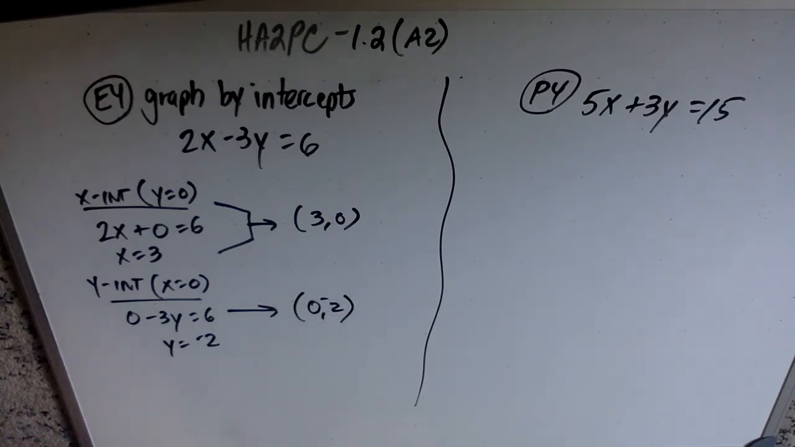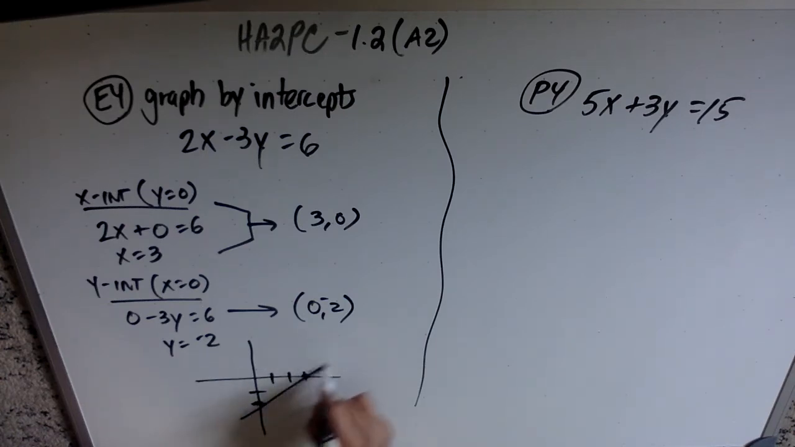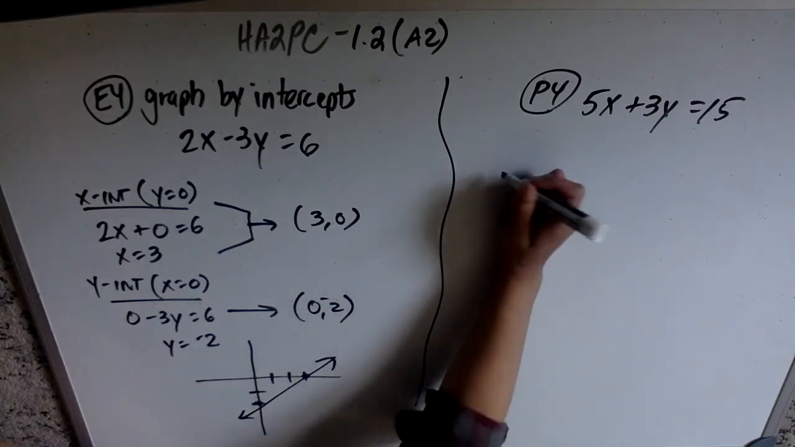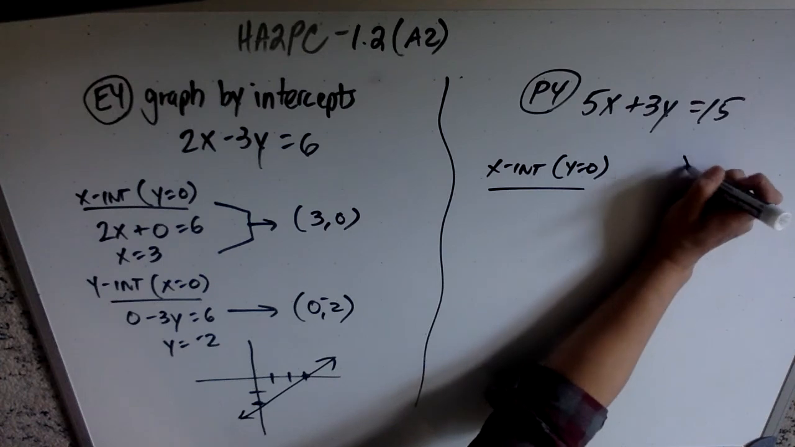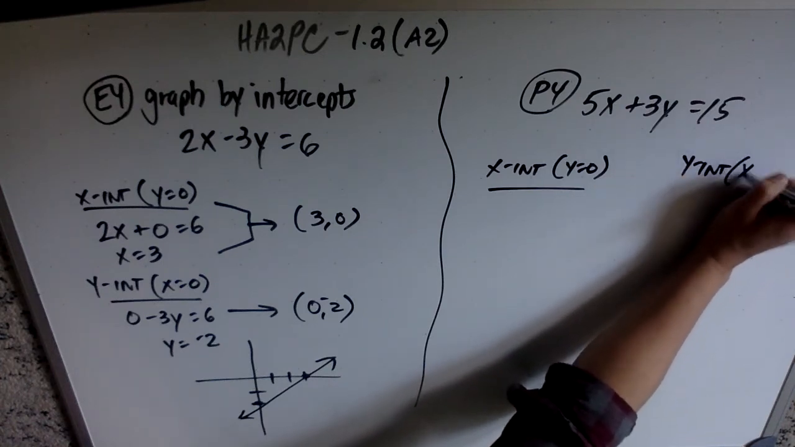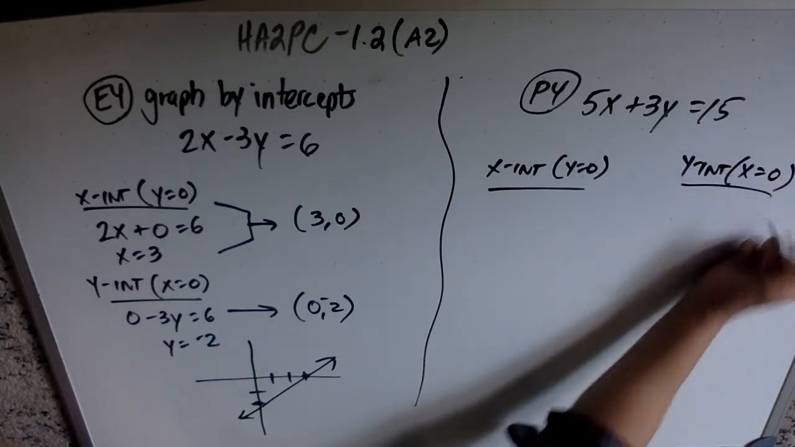Once I know that, that's enough for me to graph my line, right? So here's (0, negative 2). Here's (3, 0). There's my line. Easy peasy. All right, let's do the same with P4. You are welcome to pause me if you don't want me to do the problem first. So I'm going to go ahead and find my x-intercept by plugging in y equals 0. I'm going to find my y-intercept by plugging in x equals 0. And then I'll go ahead and graph.